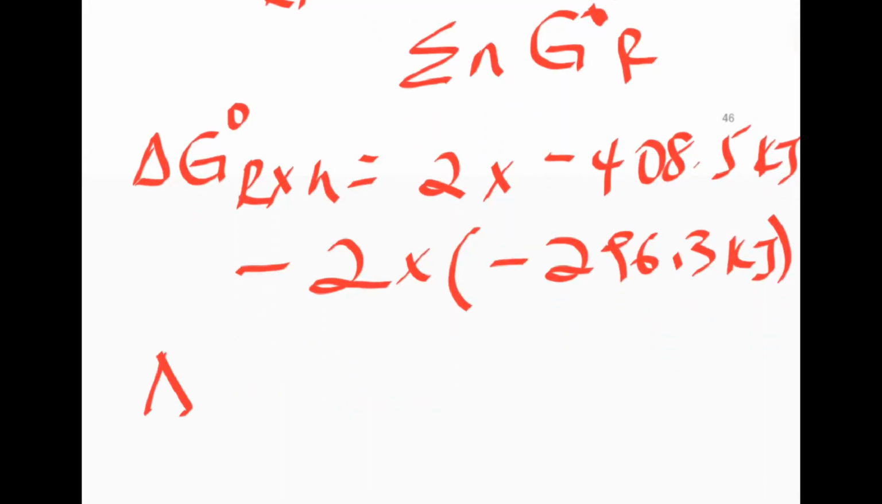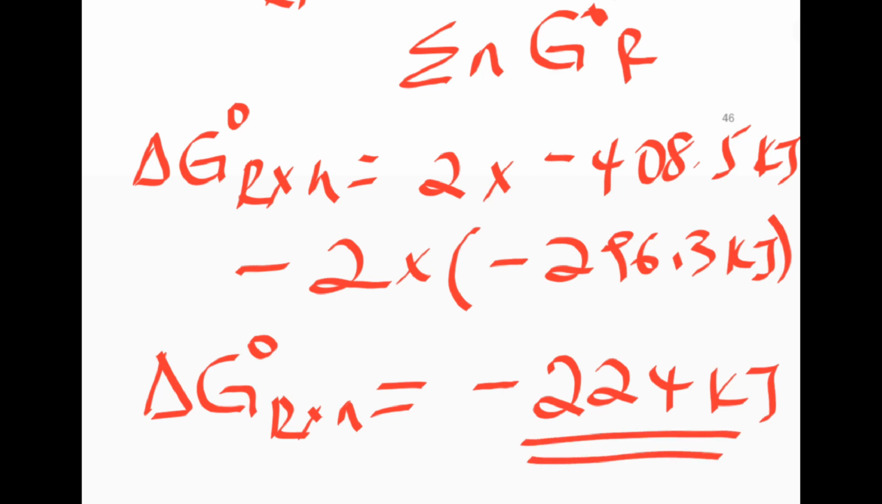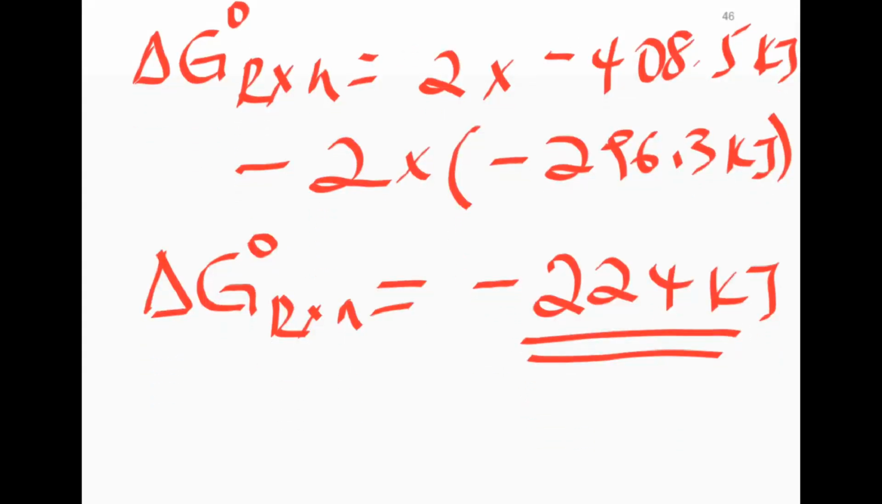So the Gibbs free energy of the reaction is equal to minus 224 kilojoule. Because the Gibbs free energy of the reaction is negative, it means that the reaction is spontaneous.